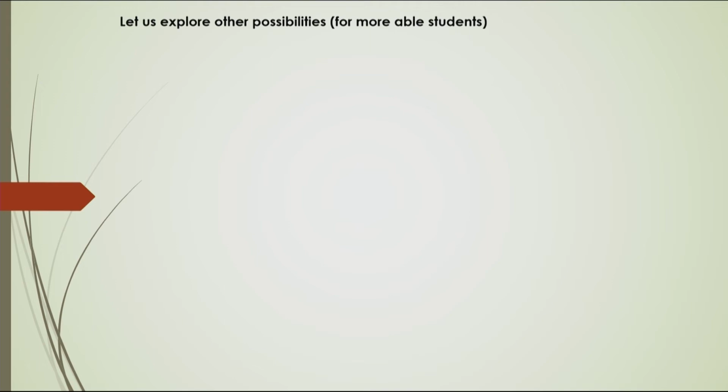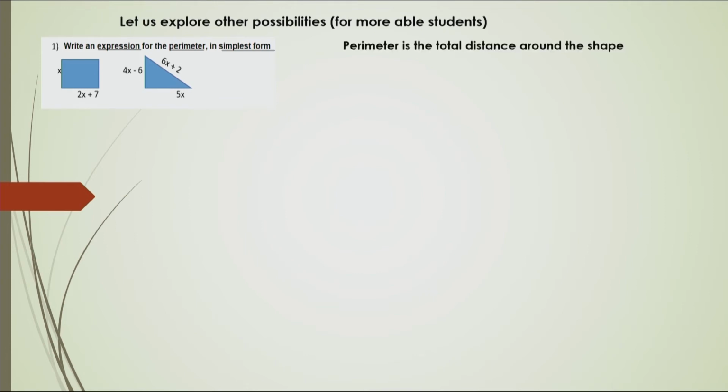Now, let's explore other possibilities. That's for average and more able students. Okay? This time, we're going to bring those into other situations. You've all done perimeter. If you've forgotten about it, it's the distance around, the total distance around the shape. Okay? So write an expression for the perimeter in simplest form. Remember, simplest form means we write it in short form. Okay? Perimeter is the total distance around the shape.